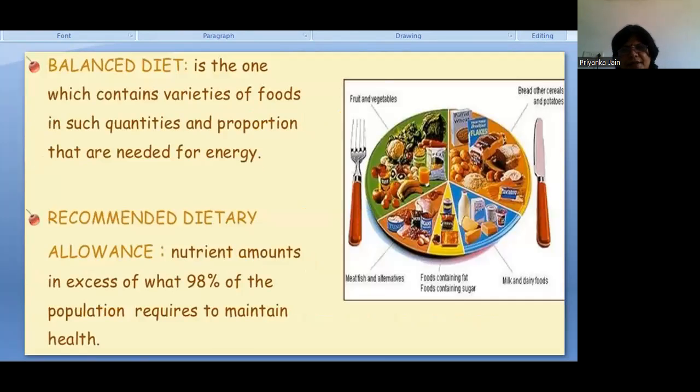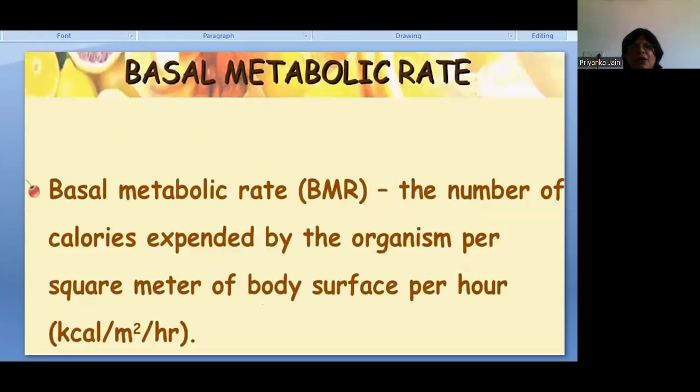Now, what is a balanced diet? It is one which contains varieties of foods in such quantities and proportions that are needed for energy. What is RDA? Recommended dietary allowance: nutrient amounts in excess of what 98% of the population requires to maintain health. Now BMR is the number of calories expended by the organism per square meter of body surface.